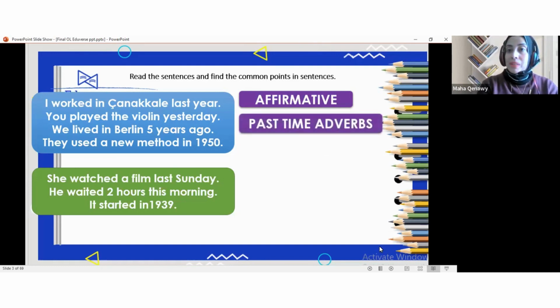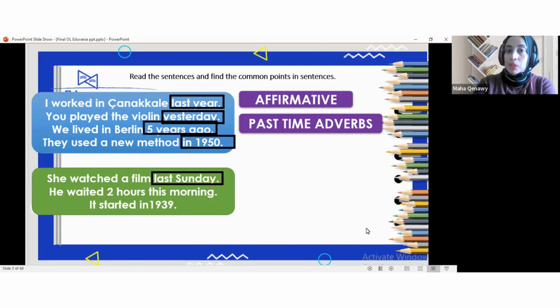All past simple verbs can be formed in two ways. Either the regular verbs, which you add ed to the verb, like played, lived, used, and so on. Some verbs are irregulars.